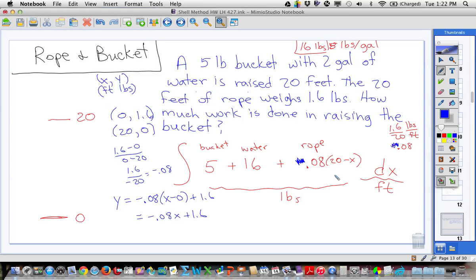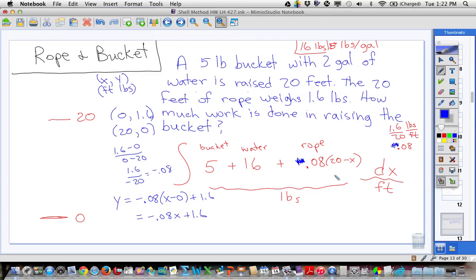If I distribute 0.08 times 20, I get 1.6. And take 0.08 times negative x, I get negative 0.08x. So for some of you, you might prefer that way of doing the rope. Say, okay, I'm going to start with 0 feet lifted. The rope weighs 1.6. I'm going to end with 20 feet lifted, and the rope will weigh 0. And then just do a slope with that. Pick one of those points, write your equation. That gives you your rope equation.